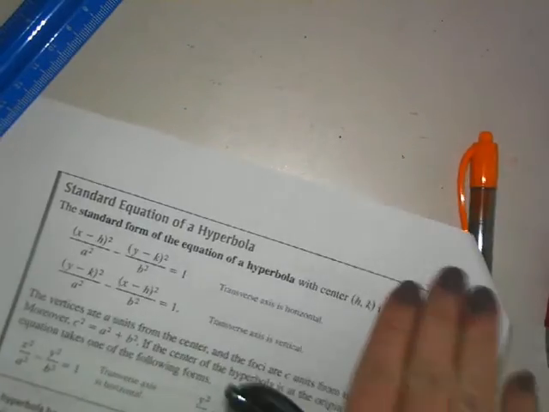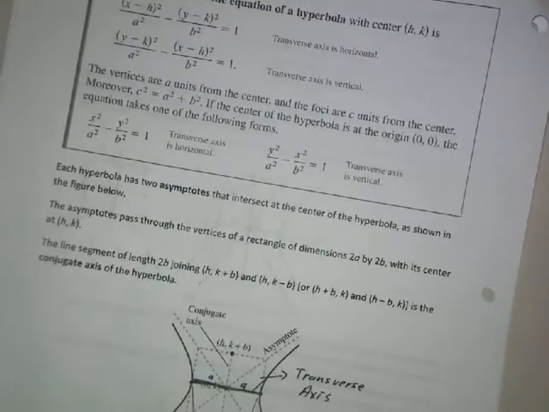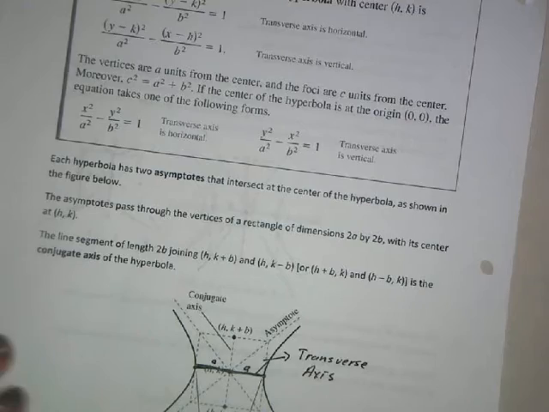All right, look on this. So that's in general how they look and all the definitions. So your two new definitions are transverse axis and conjugate axis.